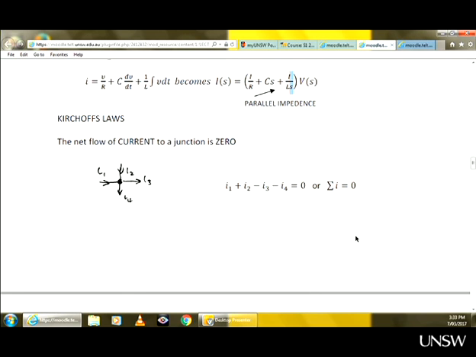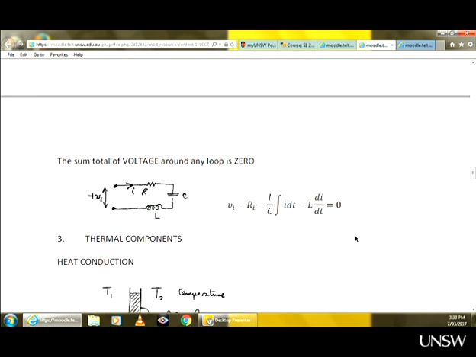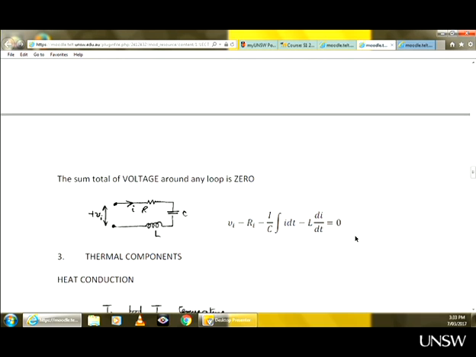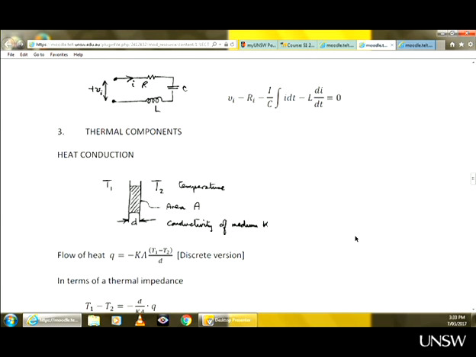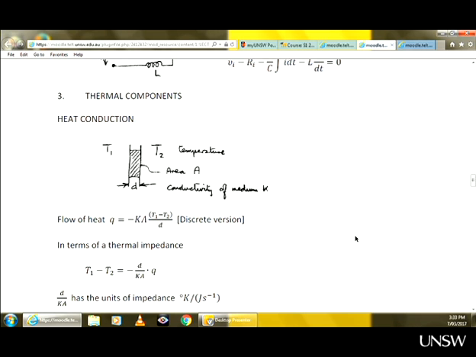We actually applied what is known as Kirchhoff's law, or actually two of them, one for each case. Okay, so much about electrical problems, electrical systems.